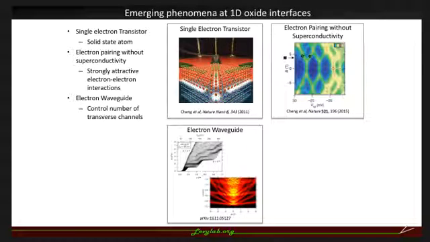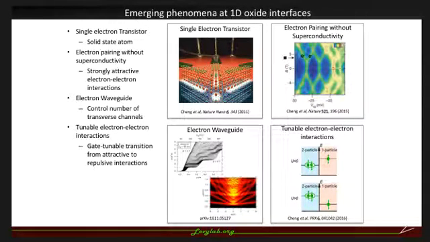We can also create electron waveguide devices where a constriction in the wire allows us to control the number of quantum channels. So as we tune a side-gate voltage, or essentially tune the chemical potential in the device, we see the conductance increase in steps of e squared over h, indicating that we have very clean ballistic transport.